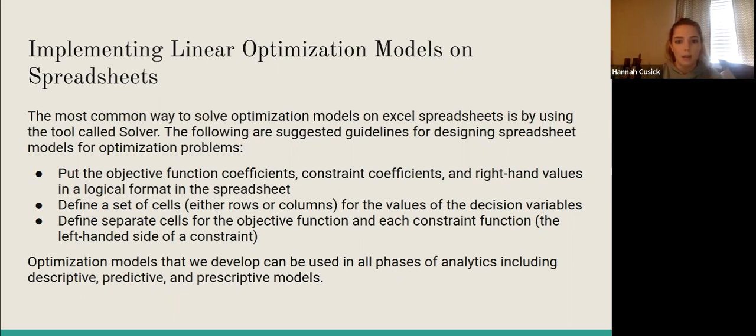And then finally, the last step, you'll want to define separate cells for the objective function and each constraint function. And for this, you'll want to use descriptive labels directly above the cells as well.